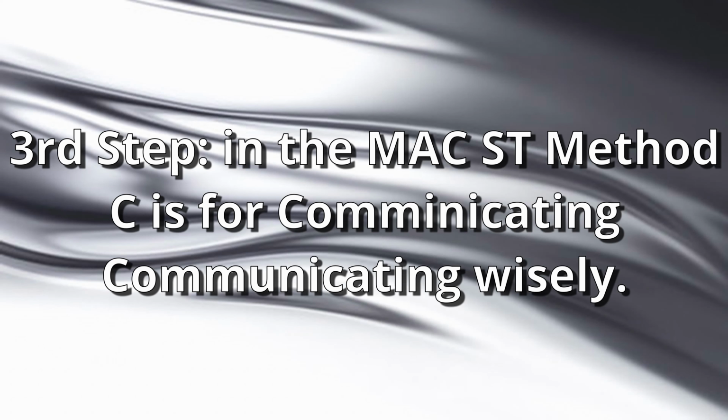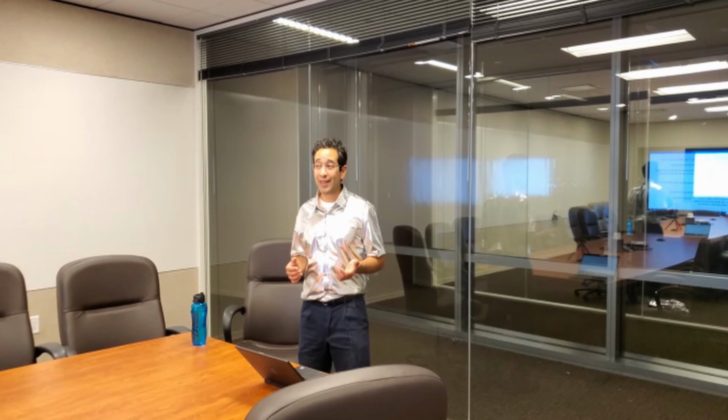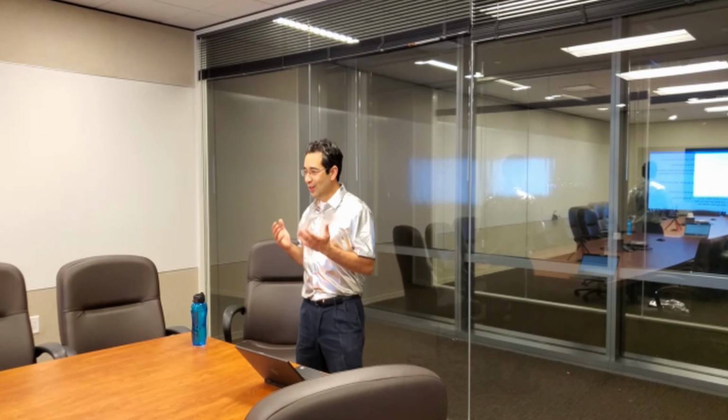Third step in the MAC ST Method is C. C is for communication. Communicate wisely. Think about how they might perceive what you say and how it'll make them feel. Pay attention to their facial expressions as you talk to them.